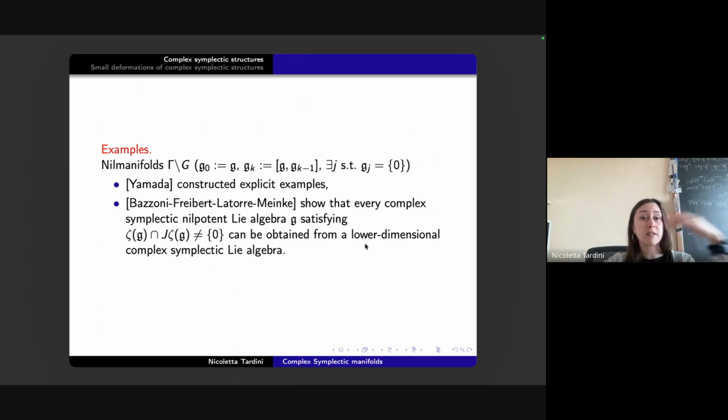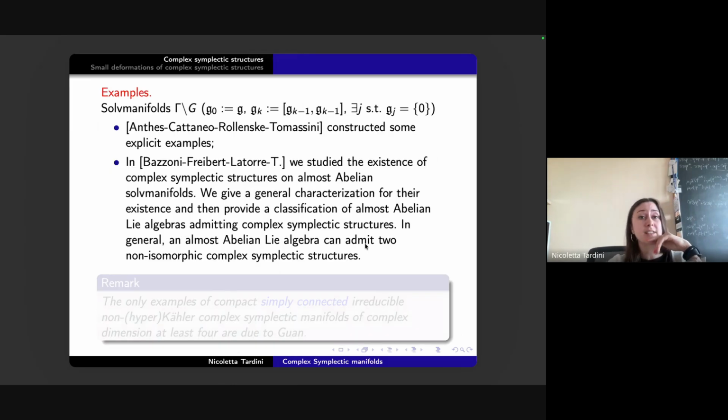And this is for nilmanifolds. So nilmanifolds that admit complex symplectic structures are, let's say, well understood. And other examples are provided by solvmanifolds, where here I'm not assuming that G is nilpotent, but more in general, G can be solvable. So the quotient is of a simply connected solvable group by a lattice. And some explicit examples were constructed by Ovando, Cattaneo, Nannicini, Tomassini.